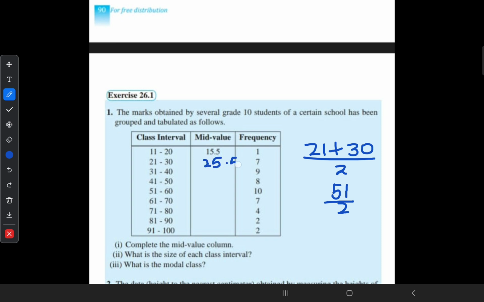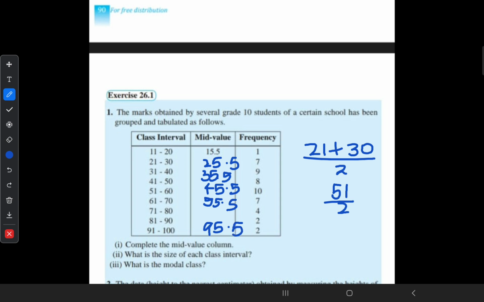Likewise, when we find for the next one, that should be 35.5 and 45.5. There is a pattern, there is a flow, so you should know that. Likewise, you can write up to 95.5. That's all for our mid values column.